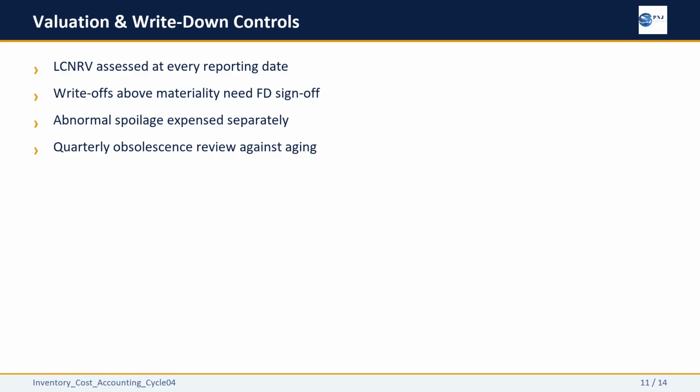Second, abnormal spoilage capitalized into good output, which inflates inventory and profit until the units sell. The control is that abnormal spoilage is identified and expensed separately. All write-offs above materiality require finance director sign-off, supported by a quarterly obsolescence review against the inventory aging report. Timeliness, not just accuracy, is the watchword.